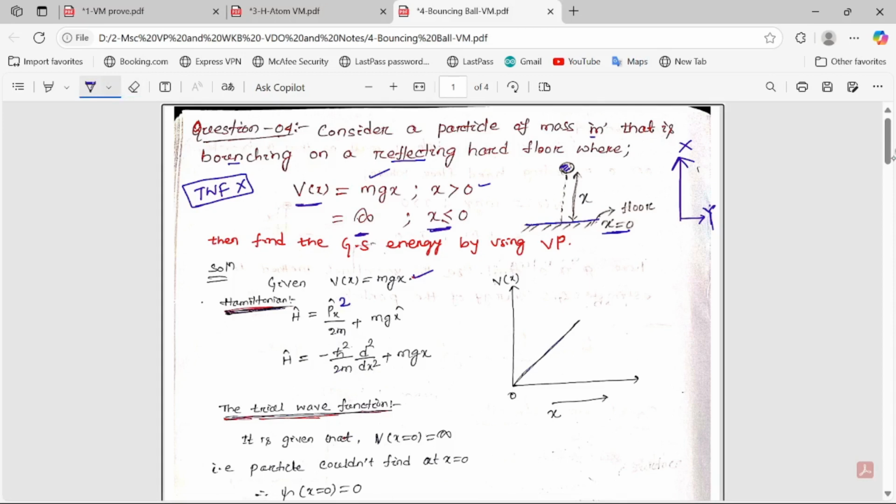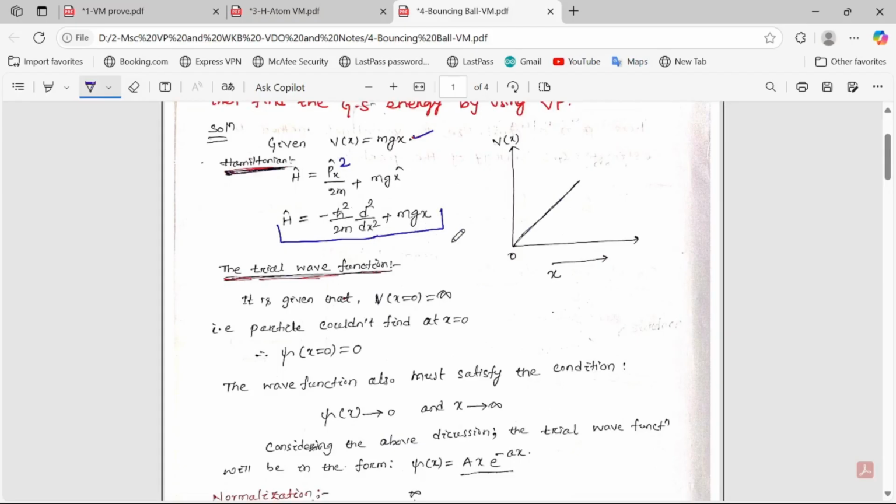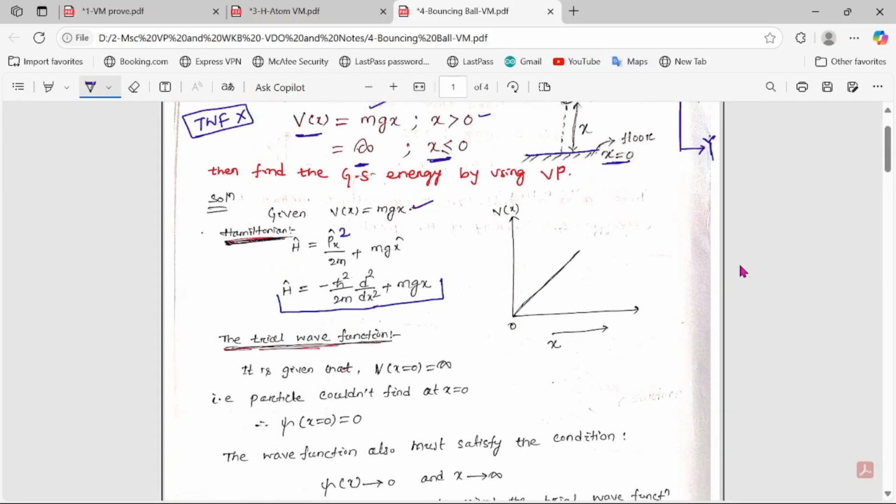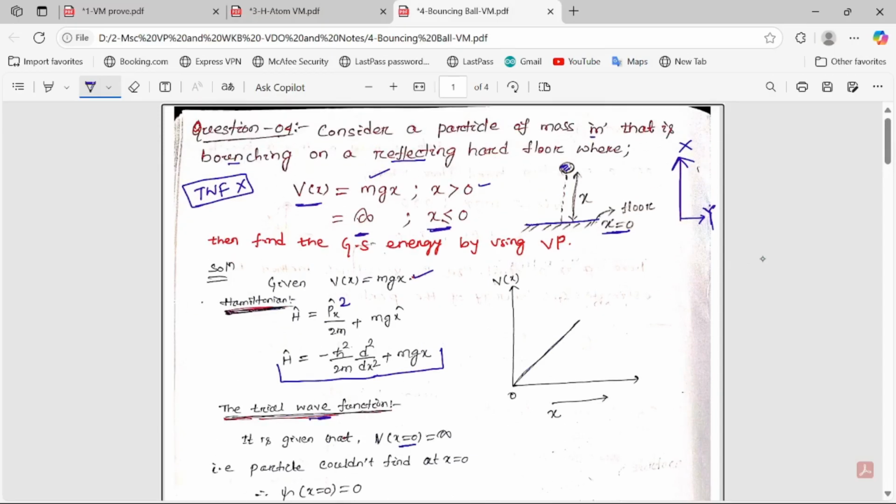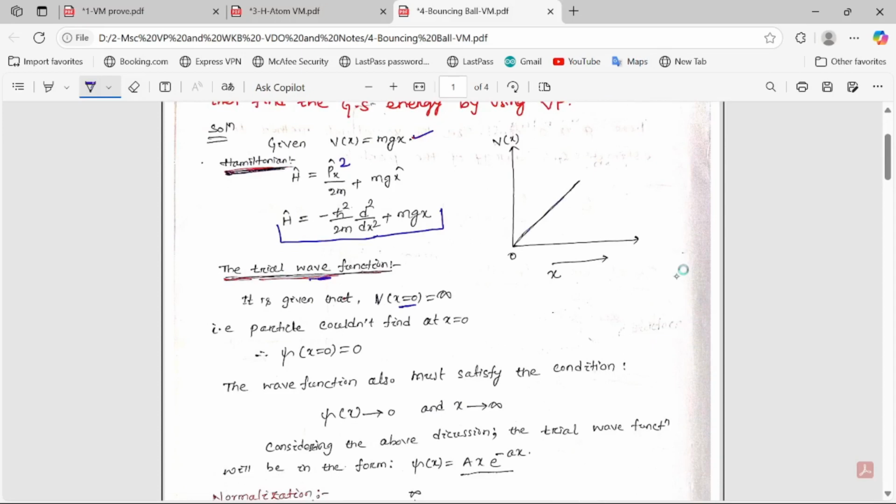So the total Hamiltonian of this system is minus h cut square by 2m d square by dx square plus mgx. Now we have to construct the trial wave function by analyzing the dynamics. Here it is given that V(x) is infinite when x equal to 0. That means the particle does not exist at x equal to 0, that is, on the floor or below the floor. If I represent the particle as a wave function, the wave function does not exist at x equal to 0. That means psi at x equal to 0 is 0.